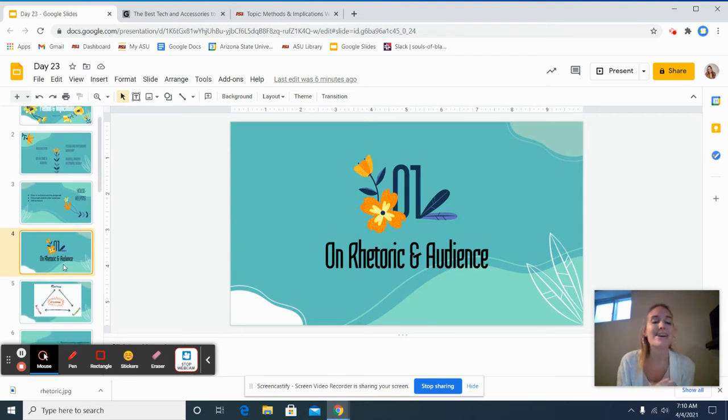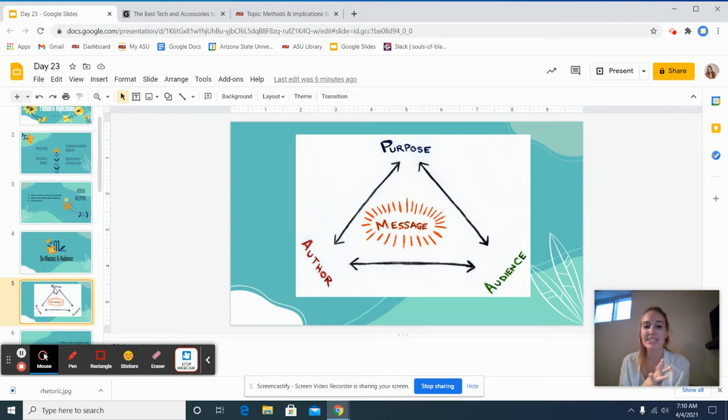So I'm going back to rhetoric. If you hated rhetoric, I'm sorry, but we are going to talk about rhetoric and audience and how rhetoric still comes into play with this paper that you're writing. So this is the new rhetorical triangle. This is still connected to pathos, ethos, and logos. I'll show you why in a second, but it's now going to be purpose, author, and audience.